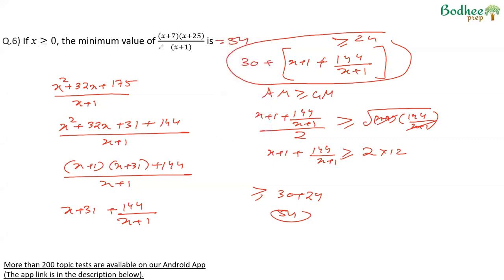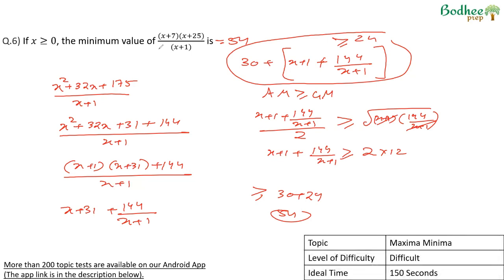Could also have equated it to 2 and from there worked with the discriminant. But I thought this is a better approach. Overall, it's a difficult question. About 2.5 minutes to solve.